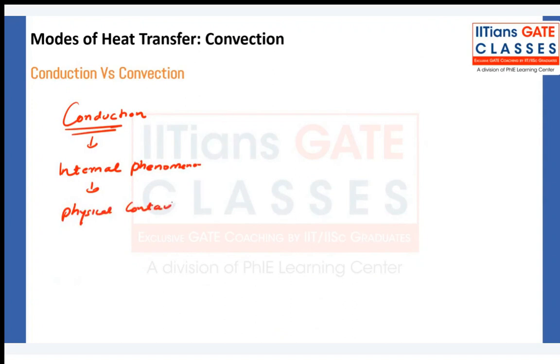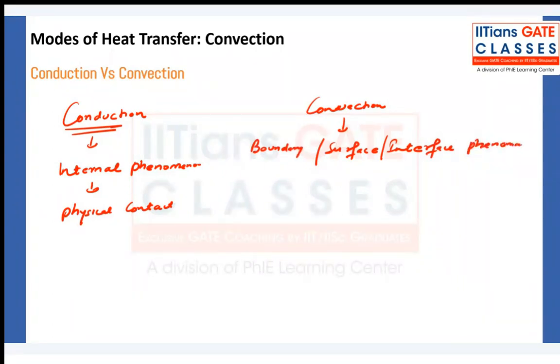But convection happens at the surface. So it is a surface phenomenon or an interface phenomenon or a boundary phenomenon, whatever you want to call it. Now this boundary could be a solid and fluid boundary, like we have just seen, or it could be a fluid boundary. Fluid boundary, for example, what?